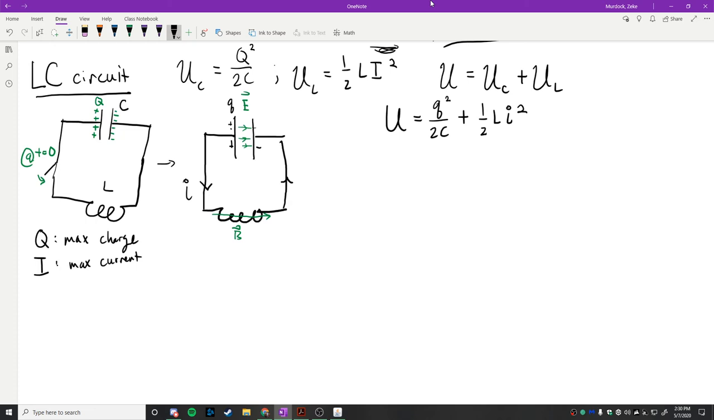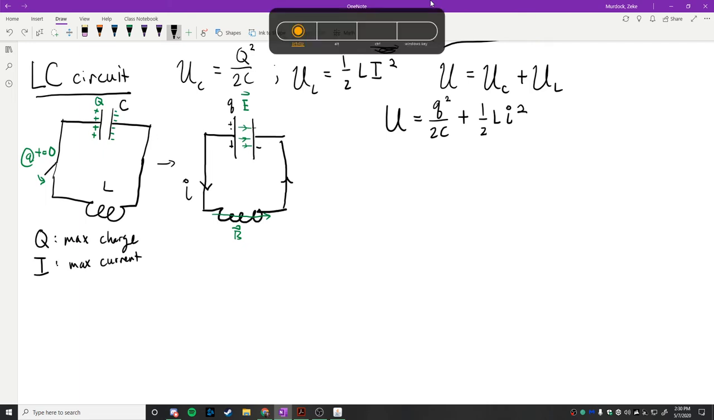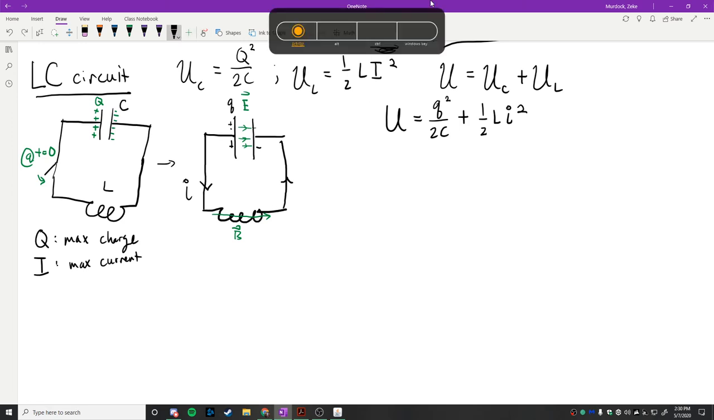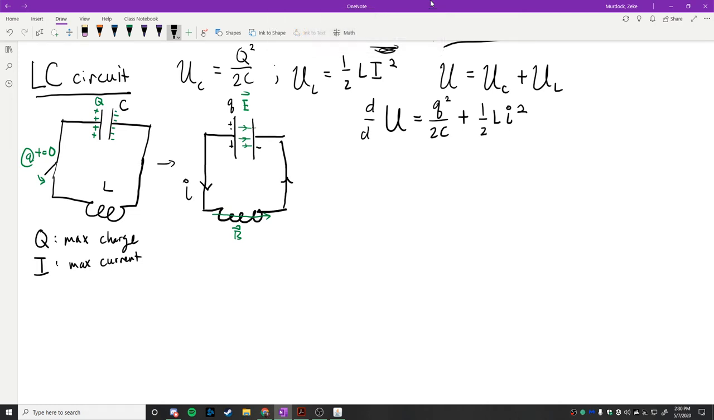Okay, so the energy stored at any moment in time is given by this expression. This is the energy in the capacitor, this is the energy in the inductor. So what I'd like to do now is to look at this expression by investigating the time rate of change of these quantities.